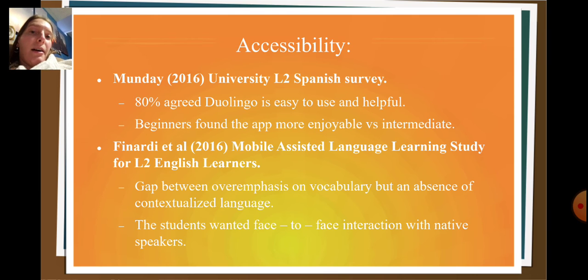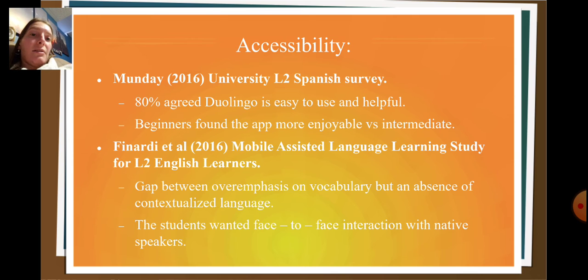So, in order to figure this out, some studies were done. Monday did a study on University L2 Spanish speakers and found out that 80% agreed Duolingo is easy to use and helpful. However, beginners found the app more enjoyable versus intermediate students.